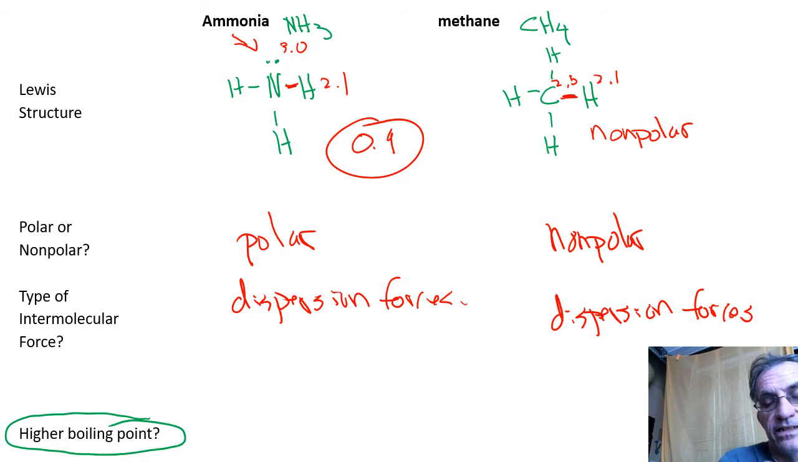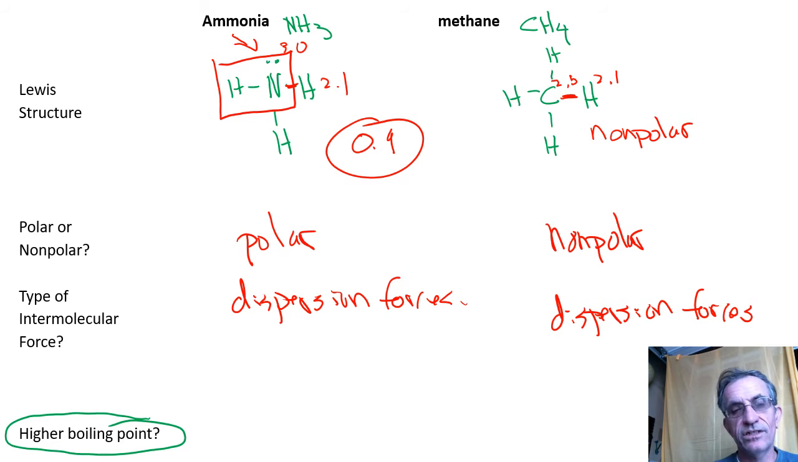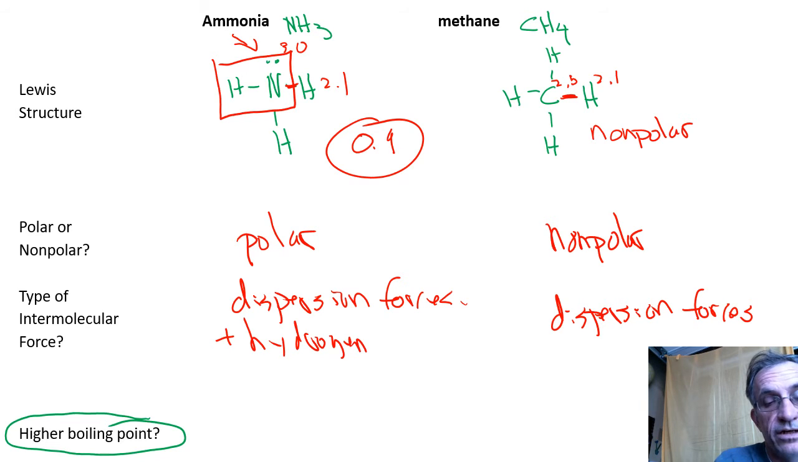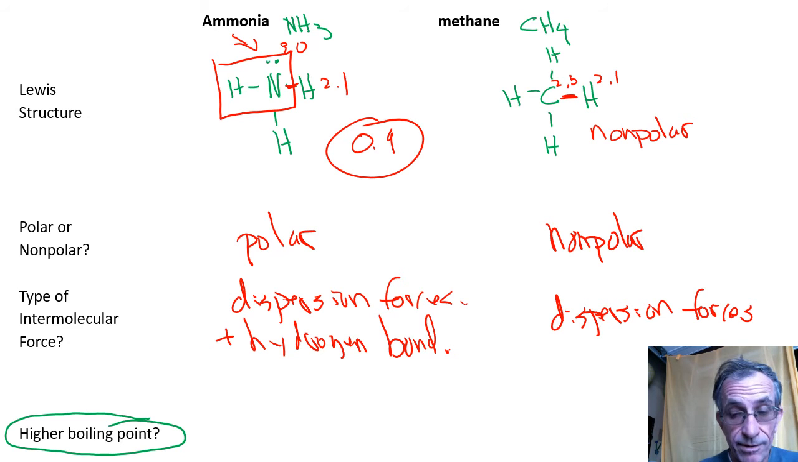Now, be careful. Let's look at this one. I think we talked about this in the last video, didn't we? If you have N-H as part of your structure, you can hydrogen bond. And hydrogen bonding, wow, that's really good. That's the strongest kind of intermolecular force. So you have dispersion forces, everybody's got dispersion forces, but you have something even better, hydrogen bonds. And hydrogen bonds are really strong.